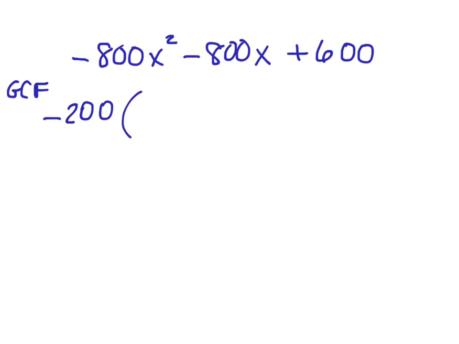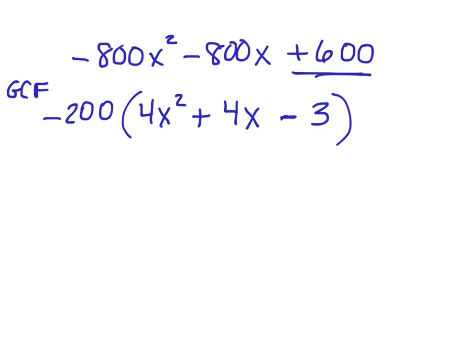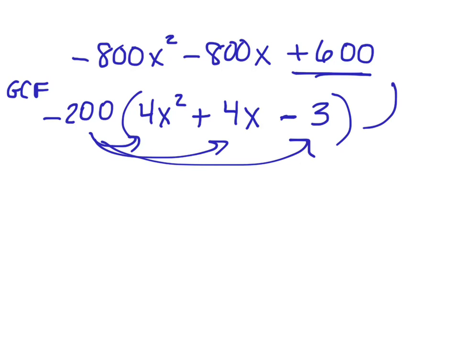So factoring out negative 200, that leaves us with 4x squared. Okay, factoring out a negative, this is going to change to a plus sign. All right, and that'll leave me with plus 4x. And then a plus divided by a negative is going to leave a negative, and 600 divided by 200 is 3. All right, you can check this, see if when you distribute negative 200 to these three terms, make sure you still get the original problem.